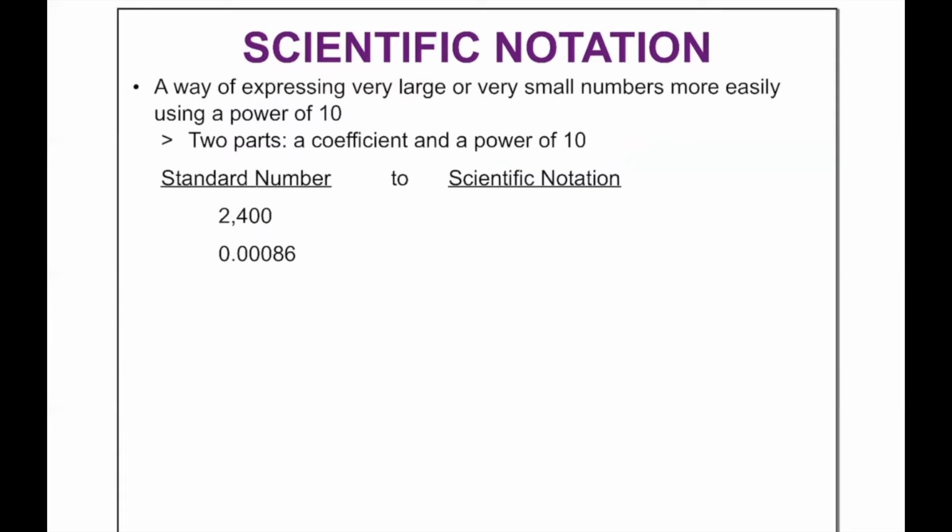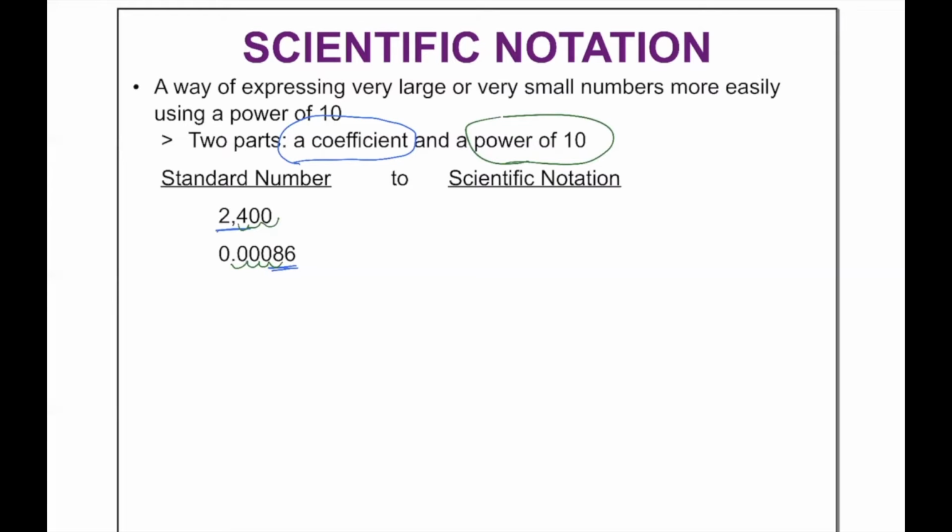The coefficient is the actual value. So that's the number. Here we have 2 and 4, and here we have 8 and 6. That's the coefficient. The second important piece is the power of 10, and that's where the decimal is placed. For example, we have 3 places here, and here we have 4 places. So the power of 10 is the second half of our scientific notation, and that's going to tell us where the decimal point is.